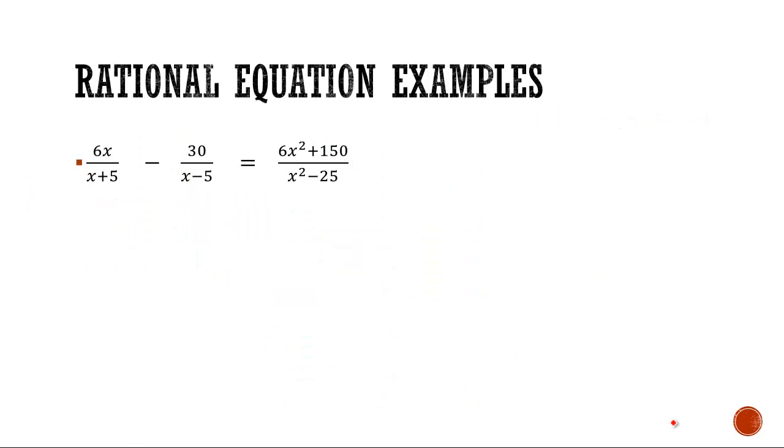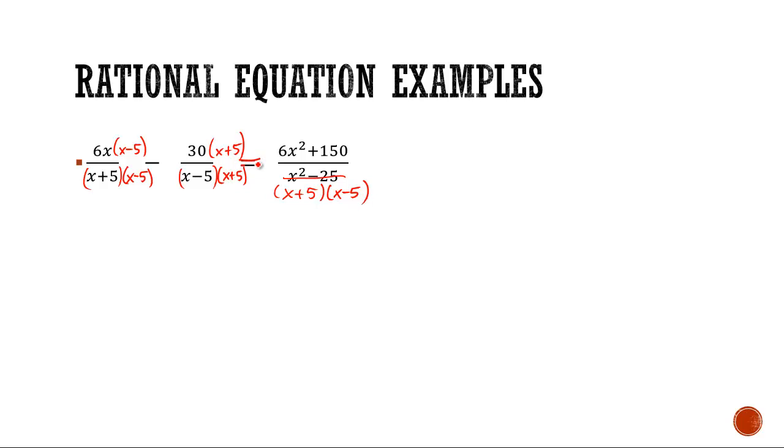Let's take a look at this last one here. Here we've got x plus 5, here we've got x minus 5. Now this can become (x plus 5)(x minus 5). So now we need a common denominator of (x plus 5)(x minus 5). This one's missing an x minus 5. This one's missing an x plus 5. And this one is complete.